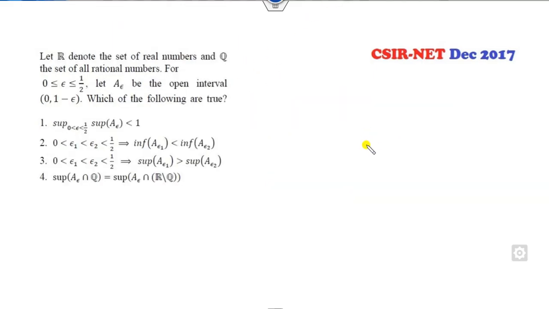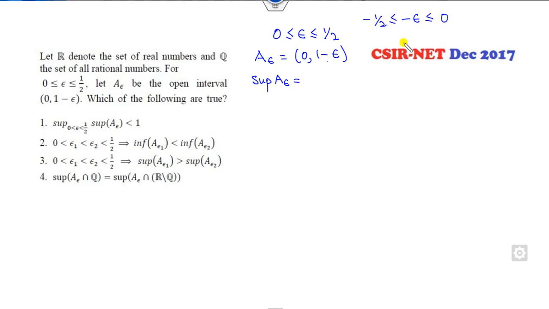Look at this another one. If R is the set of the real numbers and Q is the set of the rational numbers, then for this case A epsilon is the interval 0 to 1 minus epsilon. Then which of the following statements are true? So can you find the supremum of A epsilon? Because epsilon lies between here, what is minus epsilon? It lies between this one. Then 1 minus epsilon, in this case.